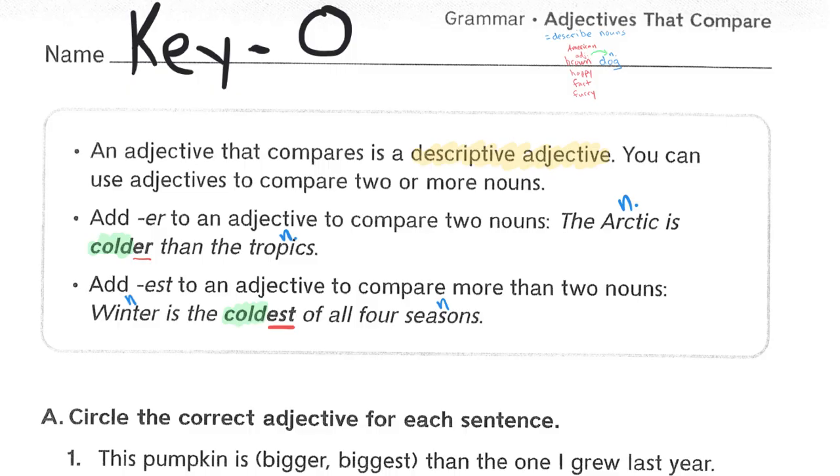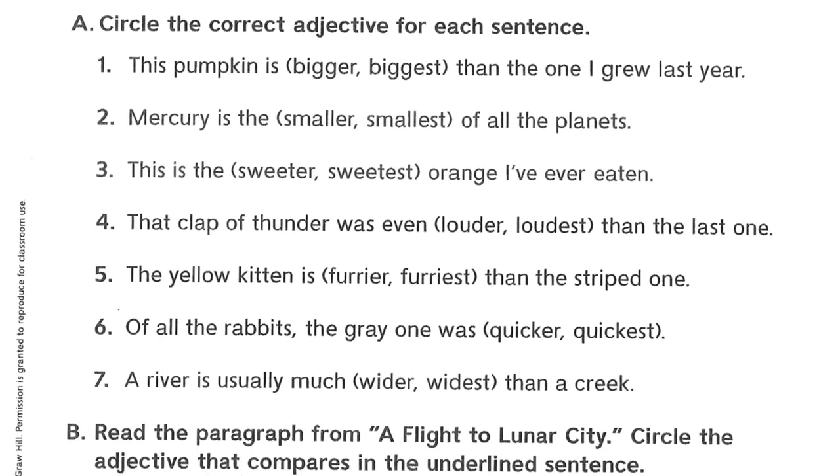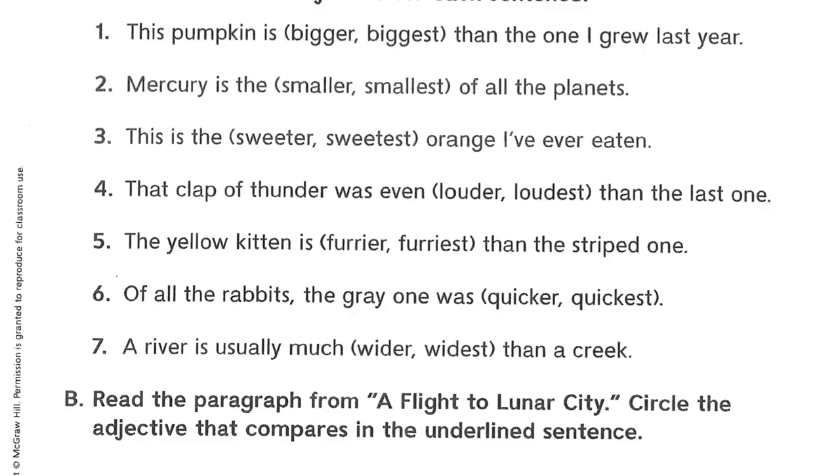Okay, now that we've had a little mini lesson on it, let's go down to section A and take a look. It says circle the correct adjective. I'm just going to circle adjectives so I can remember what to do for each sentence. I'm either going to say this pumpkin is bigger than the one I grew last year, or this pumpkin is biggest than the one I grew last year. We're going to use ER if there's two nouns, or EST if there's more than two. So I have one pumpkin here. This pumpkin is blank than the one I grew last year.